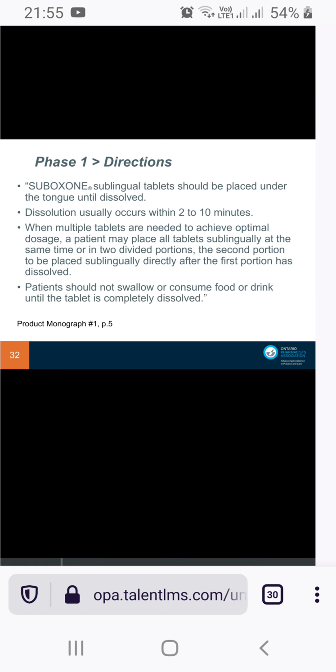Now, before we talk about the actual induction process, all of this is essentially pointless, right, if the patient is not consuming the medication as directed. So as mentioned before, buprenorphine comes in sublingual tablets. They have to be placed under the tongue and completely dissolved. This can take from 2 to 10 minutes. They should not be swallowed, and they should avoid any food or drink until the tablets are completely dissolved. Because if you swallow them, it's not going to be bioavailable, right? It's not going to really have any effect.